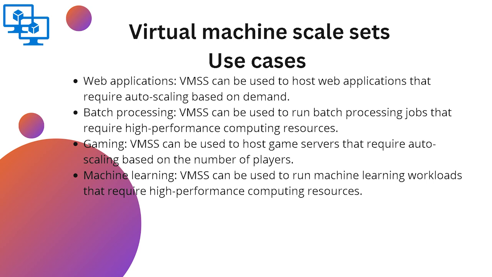Now, here are some use cases, and in practice you will most probably see these as the most common ones. The most common one is batch processing, where batch processing jobs require high performance compute services. Some web applications use it, where we host web applications that require auto-scaling based on demand. There are some gaming services that use this, when you host a game server that requires auto-scale based on the number of players. And then obviously machine learning, which needs a lot more computing services.